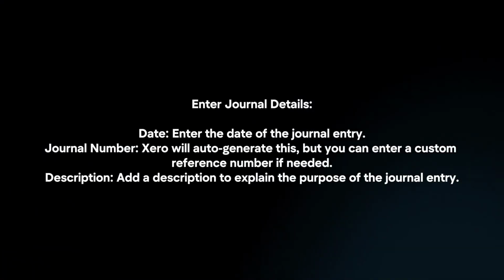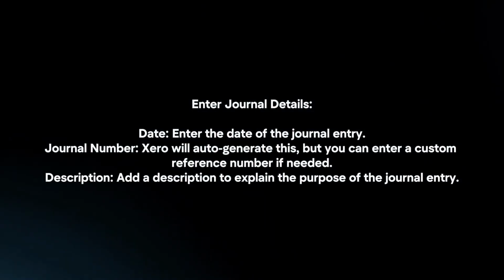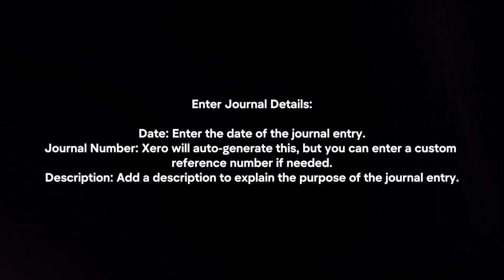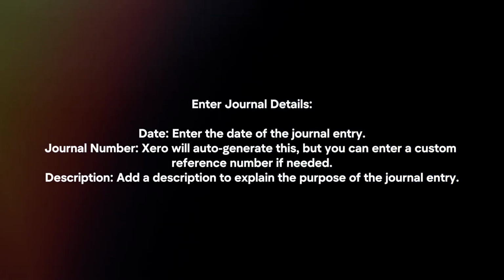Create a new journal. Click on the New Journal button in the top right corner. Enter journal details. Date: enter the date of the journal entry. Journal number: Xero will auto-generate this, but you can enter a custom reference number if needed. Description: add a description to explain the purpose of the journal entry.